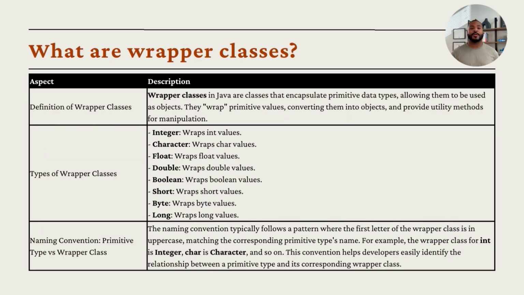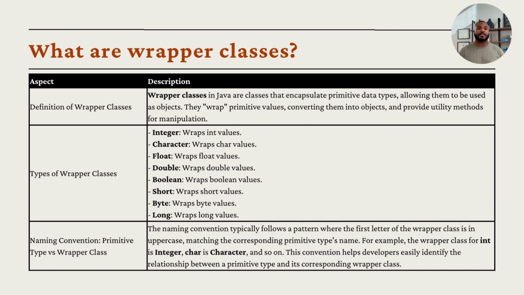As we learned earlier in the video, wrapper classes in Java serve as the bridge between primitive data types and objects. They wrap primitive values such as integers, characters, floats, and booleans, allowing these values to be treated as objects. The Integer class, for instance, wraps int values, while Character wraps char values, and similarly for other types.